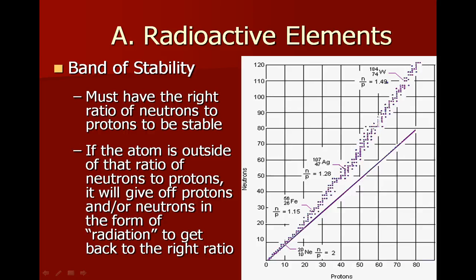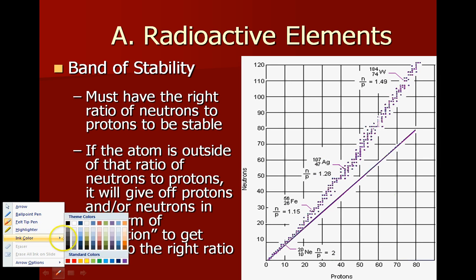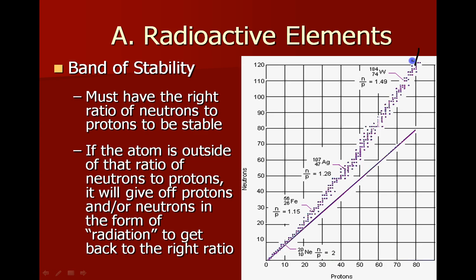And here's a graph that represents what a stable arrangement would be for different kinds of elements. This is called a band of stability graph. On the x-axis we have protons, on the y-axis we have neutrons. The dots here represent the stable region. So all these dots represent a band of stable nuclei. So let's label that the band of stability.